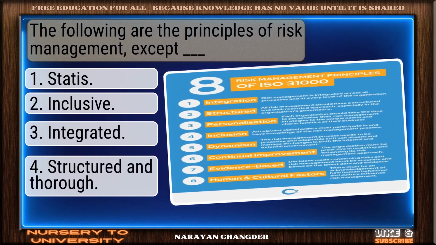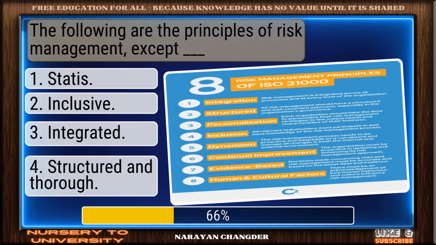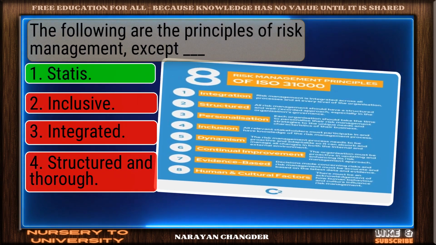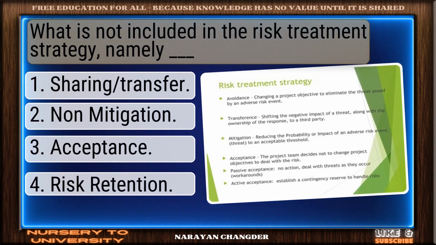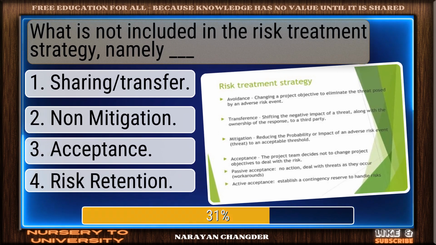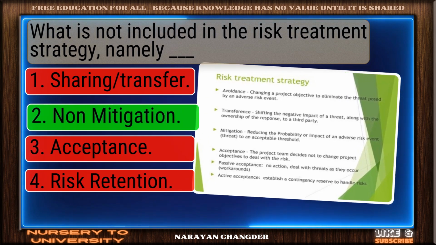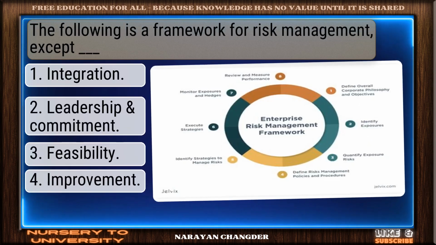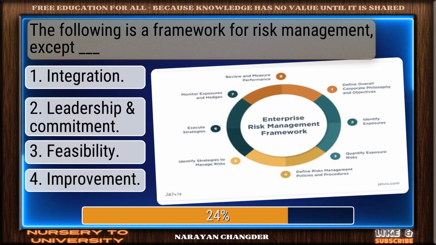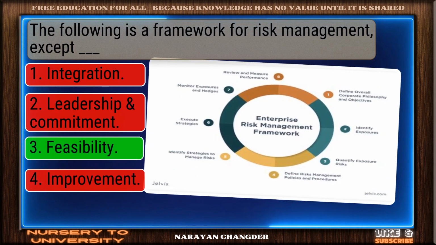The following are the principles of risk management, except dash. Nice work. You chose status, and it is correct. What is not included in the risk treatment strategy, namely dash? Sharp thinking. Non-mitigation is the right choice. The following is a framework for risk management, except dash. Nicely done. Feasibility is a solid answer.